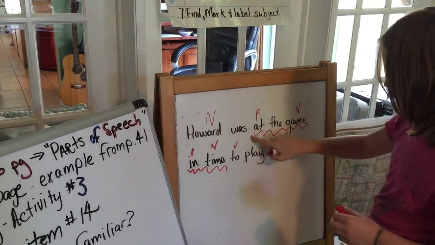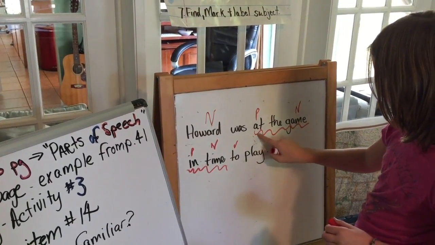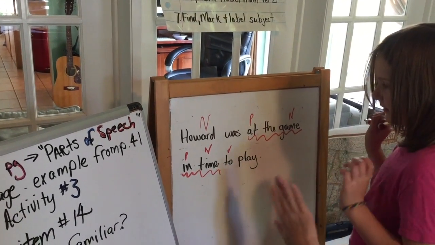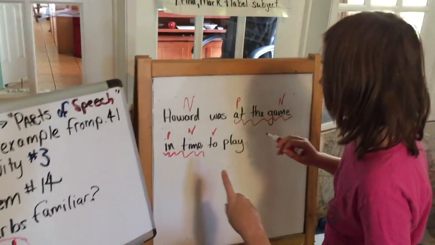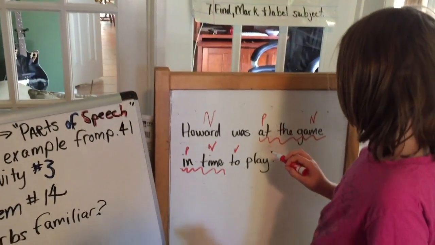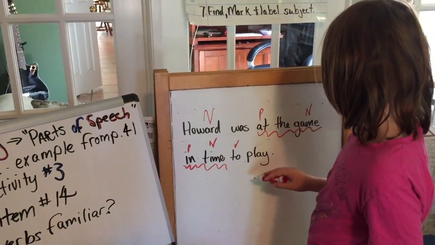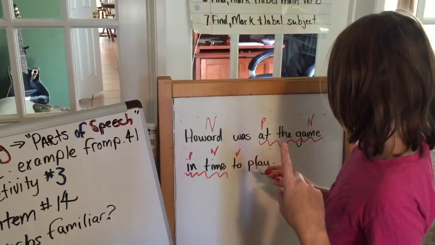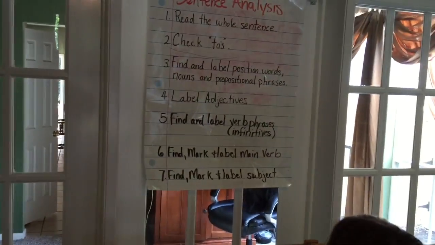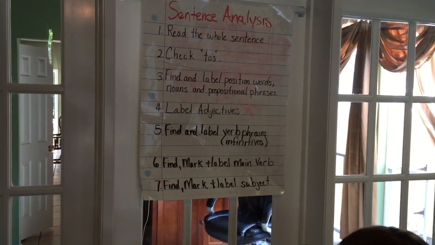That's incorrect. Okay. So game is the noun there. And then in is a preposition word. Time is the noun, and everything in between is the prepositional phrase. Now, what's step number 4? Step number 4 is label adjectives.